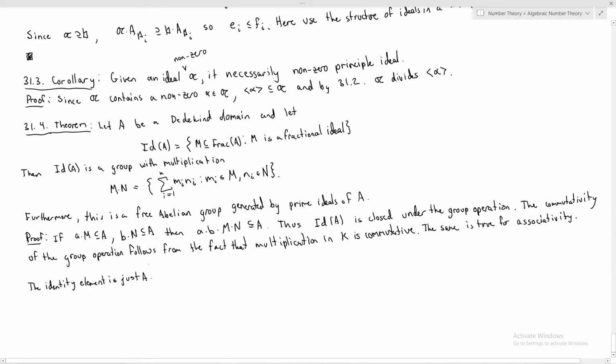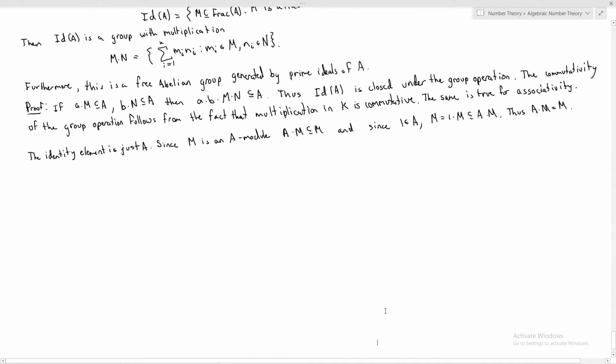To see this, basically just note that since M is an A module, A times M is contained in M, and since 1 is in A, M, which equals 1 times M, is contained in A times M. Okay, so these two have to be equal. So the identity element is A. What we really again want to show is that elements have inverses.